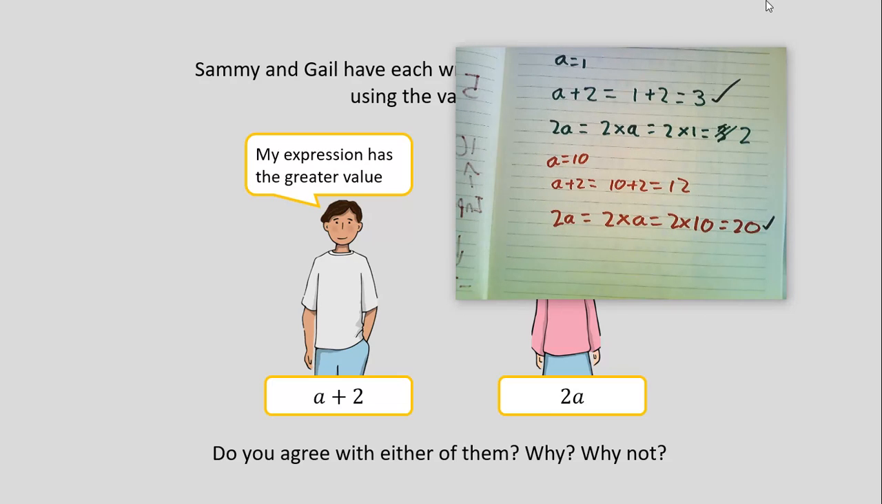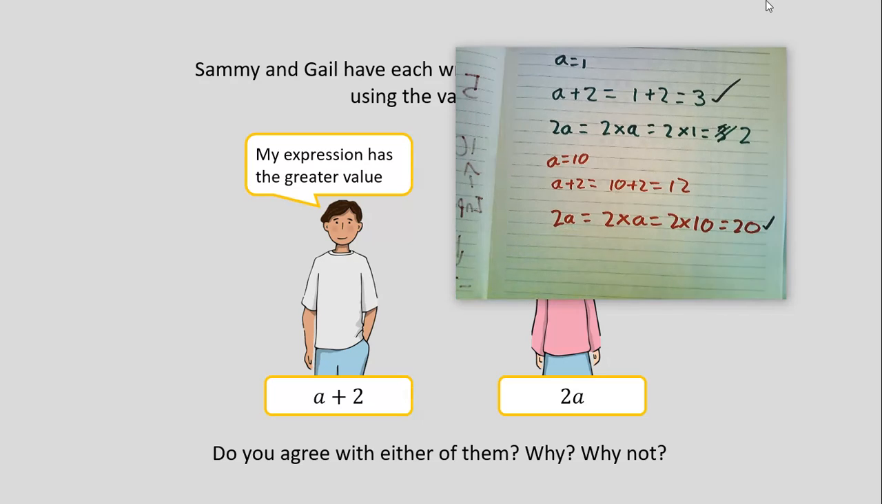It depends on what the value of a is. If a is 1, you're going to get a different answer than if a is 10. If a is a negative number, that would change things as well. If a was 0, that would change things. So it's just one of these things. A could be any number. We don't know what the value of A is.